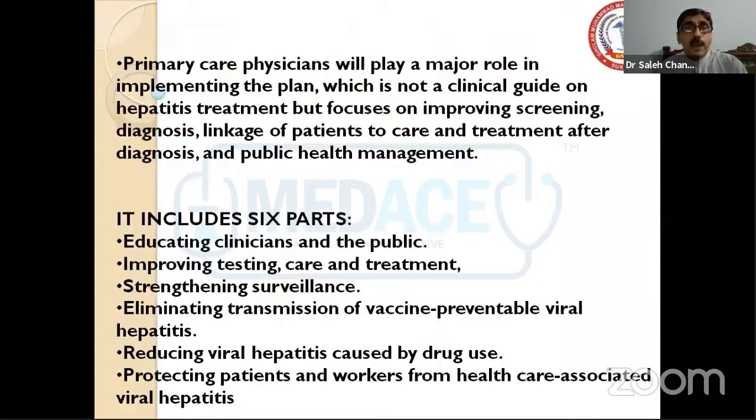Primary care physicians will play a major role in implementing the plan, not a clinical guide on hepatitis treatment, but focusing on improving screening, diagnosis, linkage of patients to care, and treatment after diagnosis and public health management. It includes 6 parts: educating clinicians and the public, improving testing, care and treatment, strengthening surveillance, eliminating transmission of vaccine-preventable viral hepatitis, reducing viral hepatitis caused by drug use, protecting patients and workers from health care associated viral hepatitis.